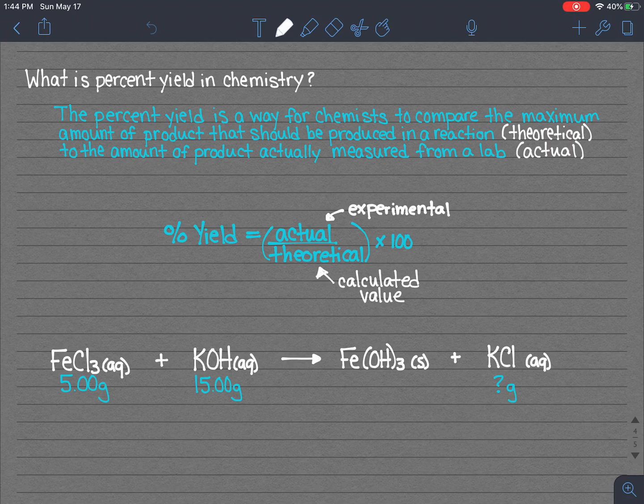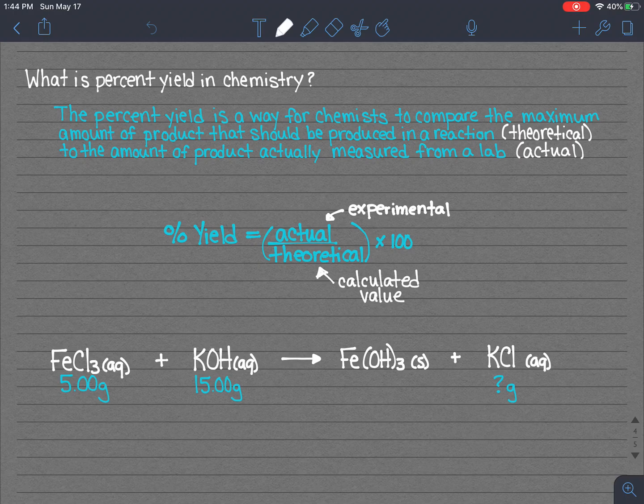Once you're able to make predictions about how much product should be produced in stoichiometry, then you can move on to the concept of percent yield. So the question is, what is percent yield when it relates to chemistry? Well, it's just a way to compare what you're actually producing, what you're actually gathering in an experimental or laboratory situation, over the theoretical, what you had predicted that you would produce.